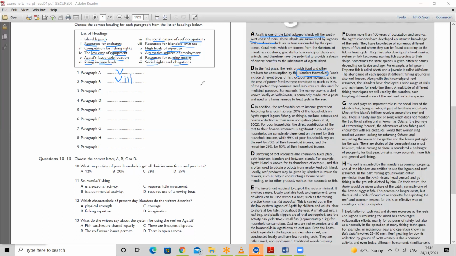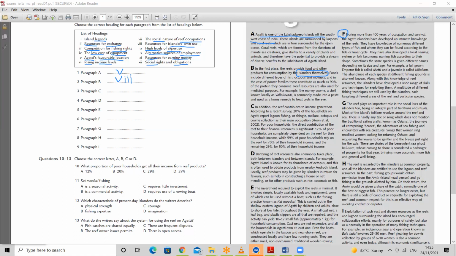Now, I will just take you randomly to different paragraphs, and then you can try to do the rest of the paragraphs by yourself, just for practice. Now, let's look at paragraph F.